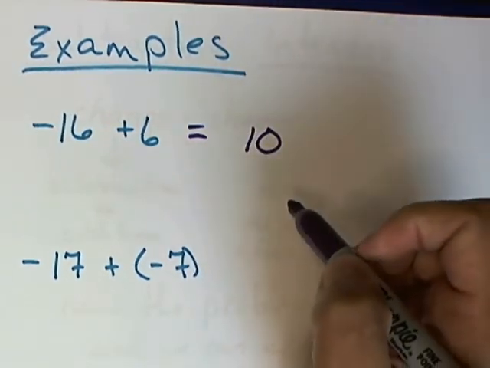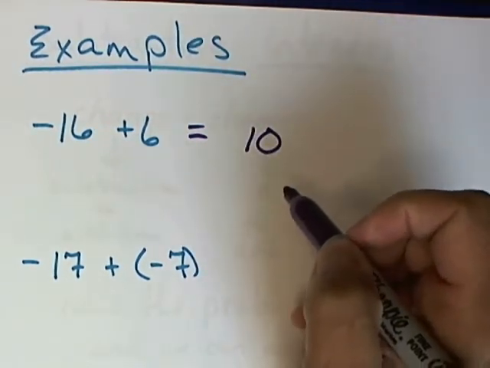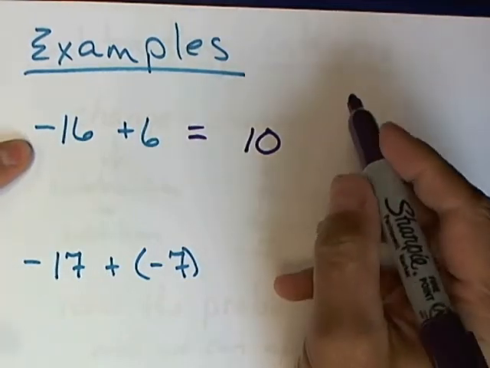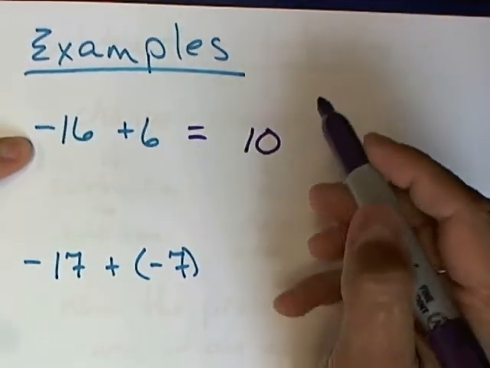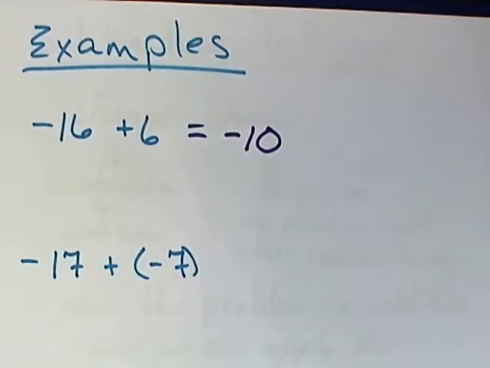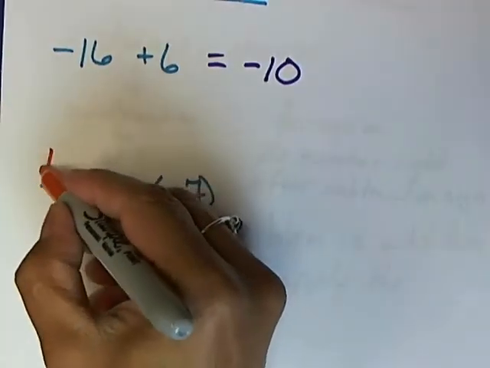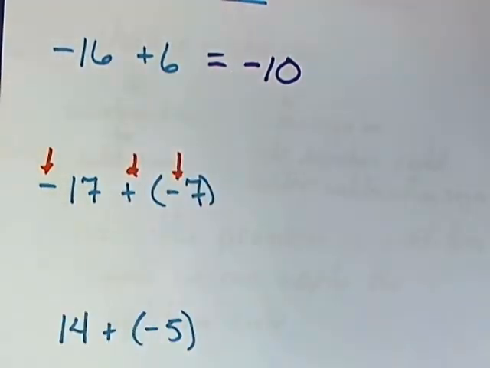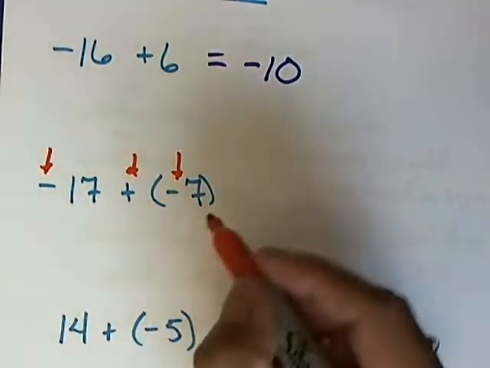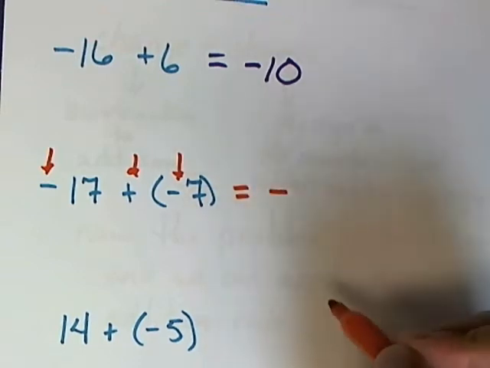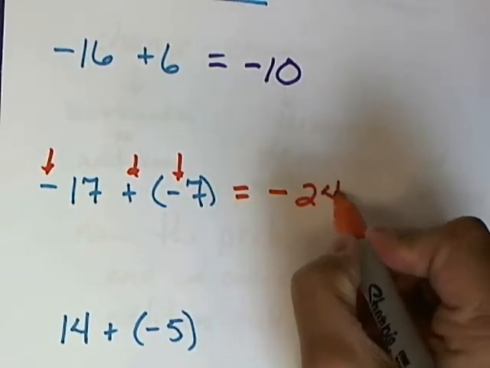Now I started with the 16 in my mind when I did that subtraction. So wherever I start, that's the sign that goes with it. $16 in the hole, adding $6, I'm still in the hole. So my answer there is a negative 10. The next problem, I have negative 17 plus a negative 7. This is the first rule that says if I'm adding two of the same signs, and they're both negative, it means I add the numbers and keep the sign. 17 and 7 makes 24.